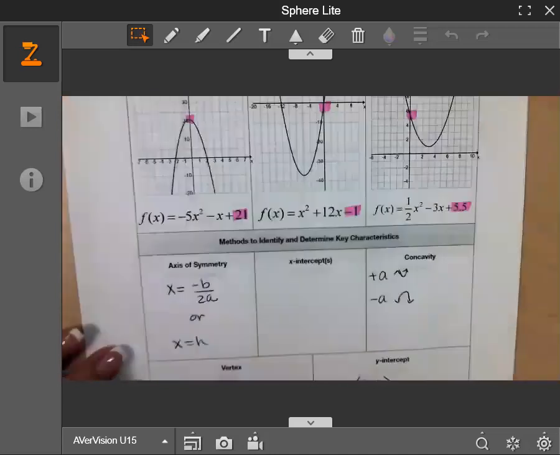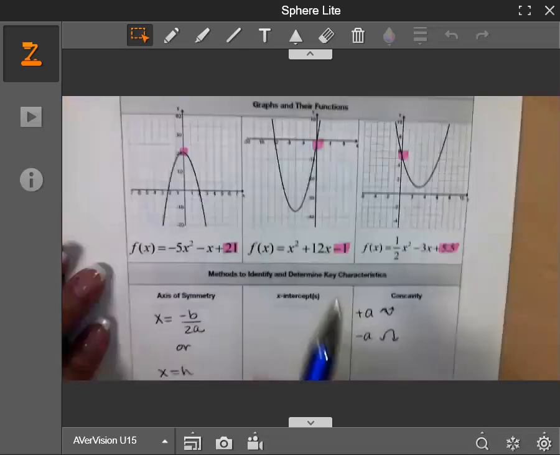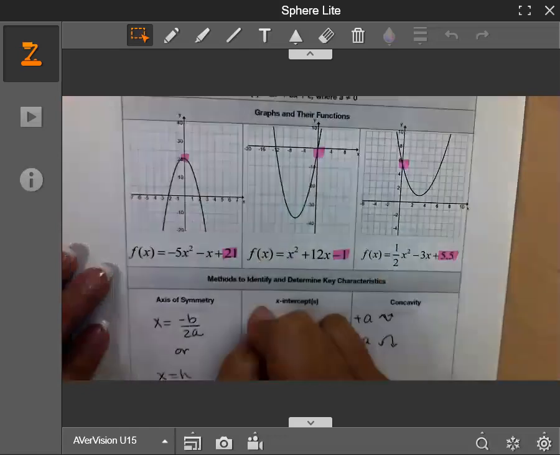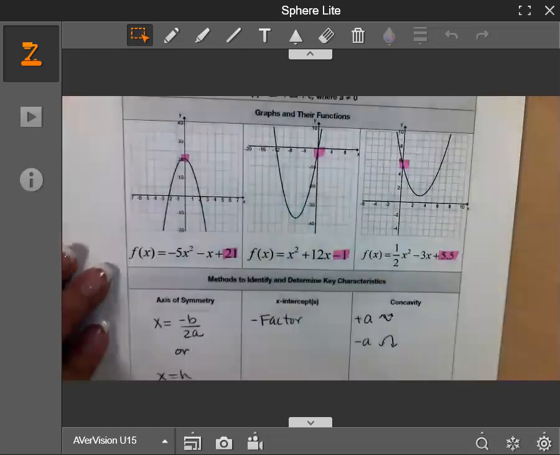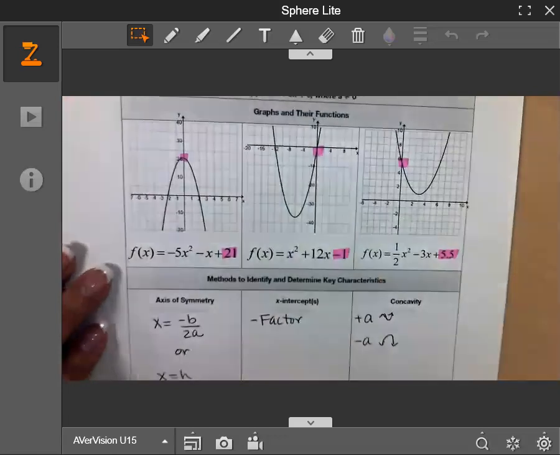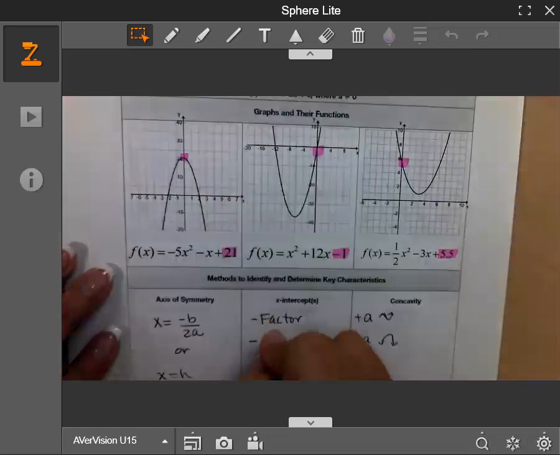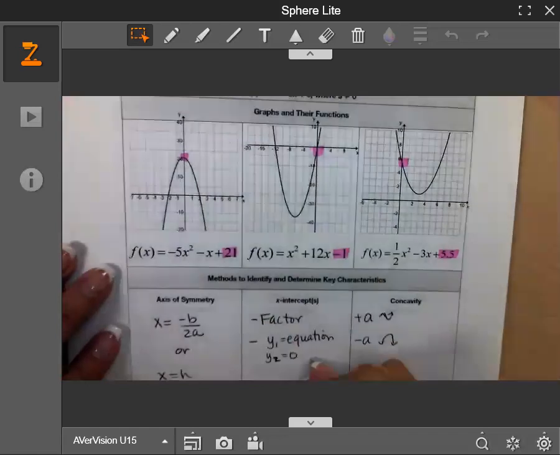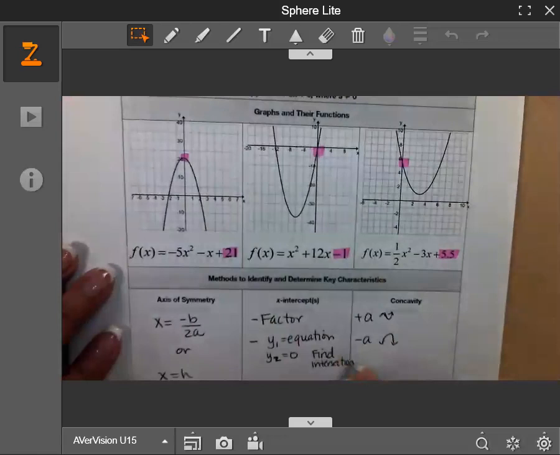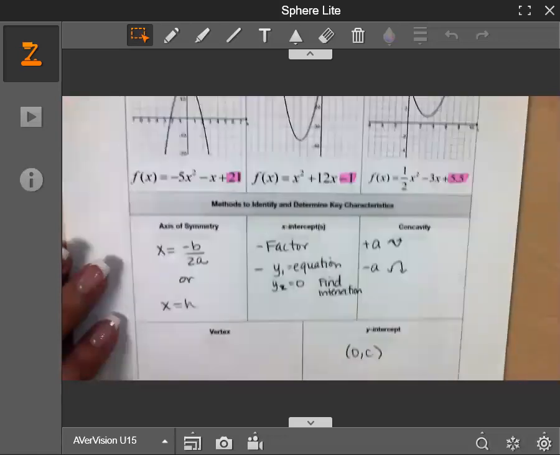To find the places where it crosses the x-intercepts, or the roots, you can just factor. We've practiced factoring quite a bit, so factor it, and that would give you your roots. You also have the option of doing it in the calculator. You can put the equation into y1, and you can put 0 into y2 and find the intersection. Or if you use Desmos, that would also give you the intersections by putting it in.